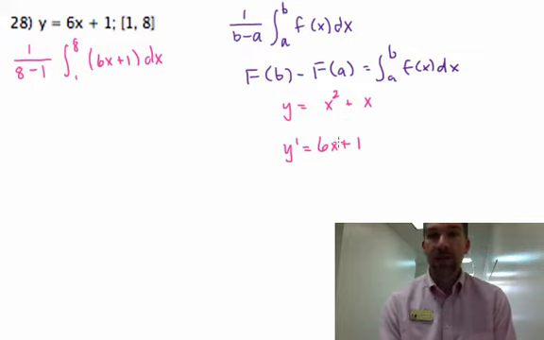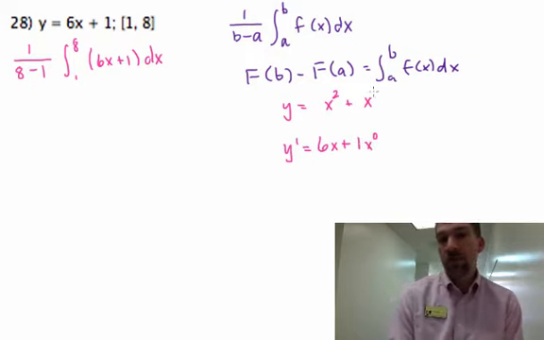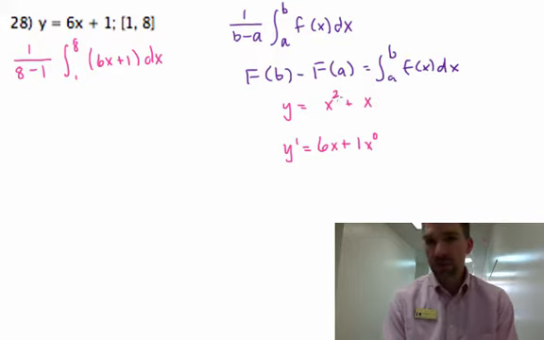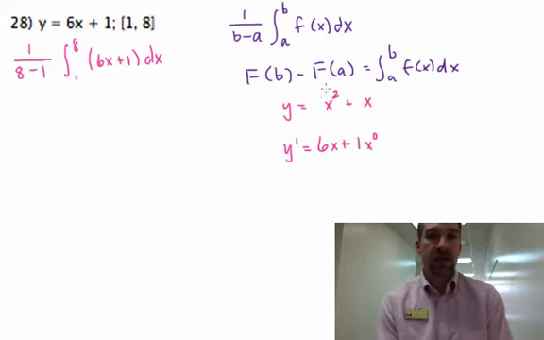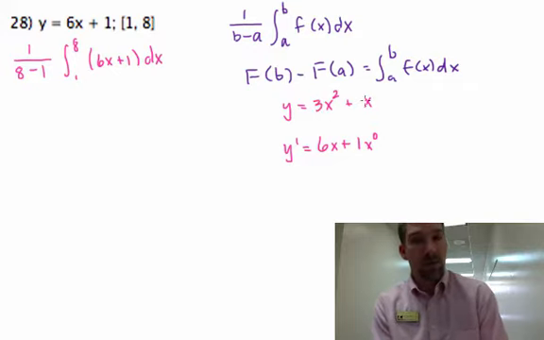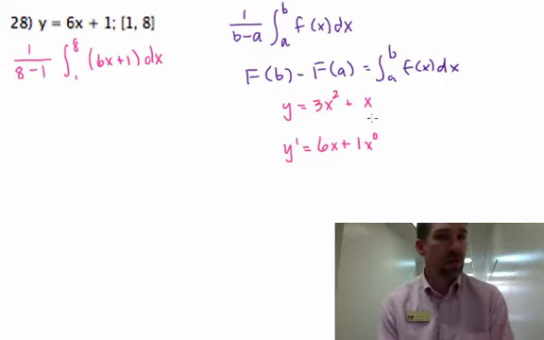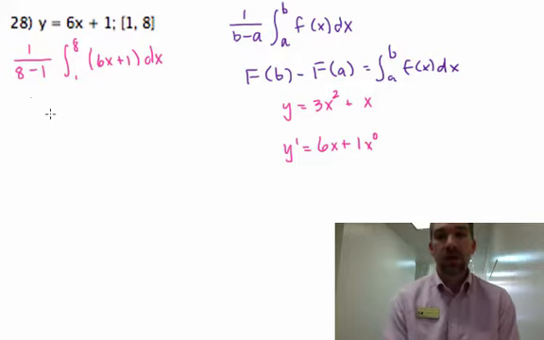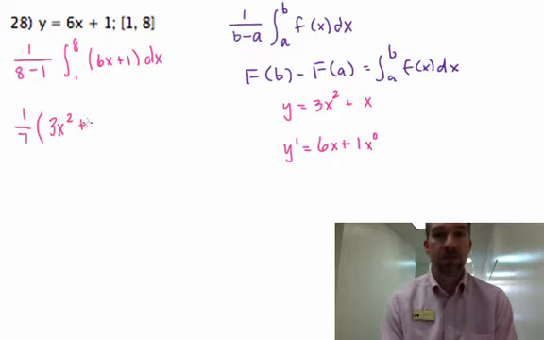And I need to be able to get 6. So 2 times what thing is going to be 6 in this case? And so that's what we have to figure out. Also, don't forget that if I've got 6x plus 1, there's actually an x to the 0 power there. Okay? Did you figure out what times 2 is 6? It's 3, right? So my capital F function that I'm going to evaluate is 3x squared plus x.